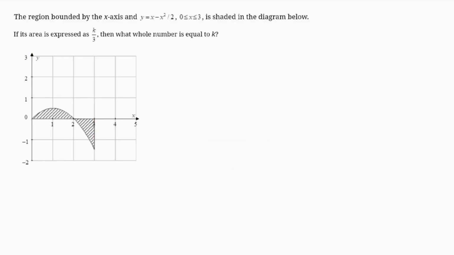We are looking for the area bounded by y equals x minus x squared over 2, and the x-axis from x equals 0 to x equals 3. So, let's start by finding the integral of the function x minus x squared over 2 dx.